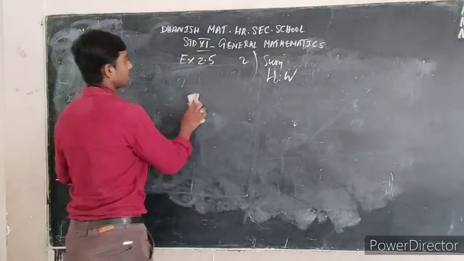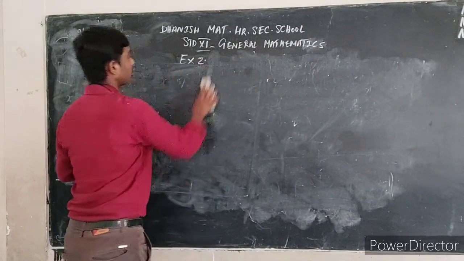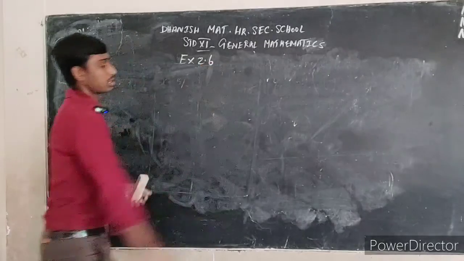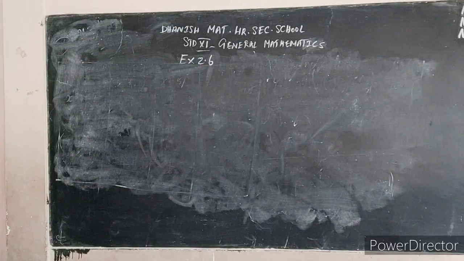Okay, so let's move on to the 2.6 exercise. So what is the exercise concept here? That will be polynomial functions. So what is the chapter here? That will be polynomial function. So we have understood about the linear function and quadratic function. Now we shall generalize these ideas.